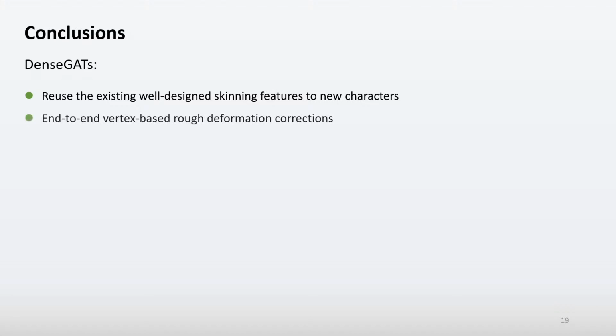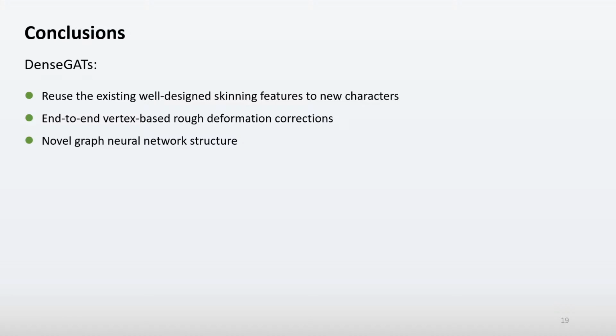To conclude our work, we have presented a dense GATs network that leverages existing well-designed skinning features of characters to accurately predict deformations for new characters. Our approximation is an end-to-end process that can directly predict each vertex deviation in each animation frame. Our GAT blocks and dense modules allow for efficient utilization and transmission of self and adjacent information through the network.